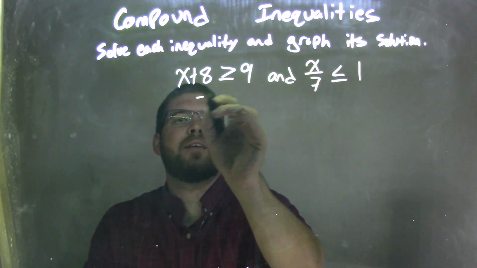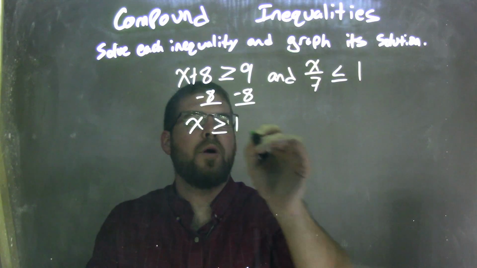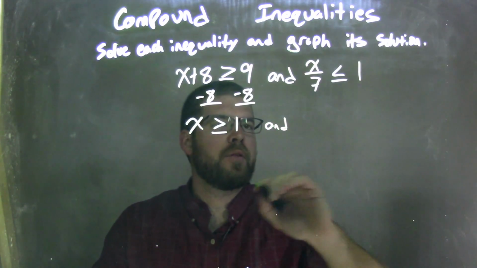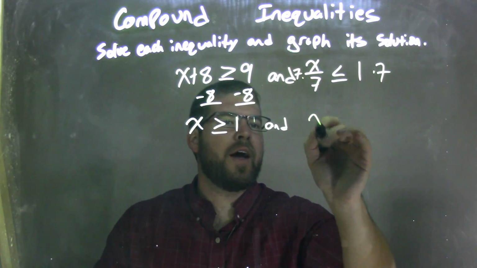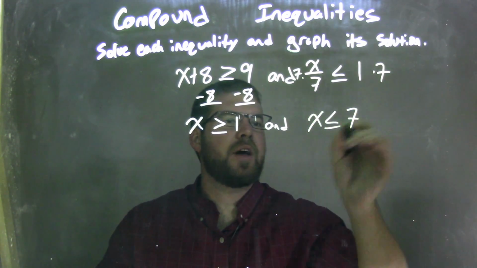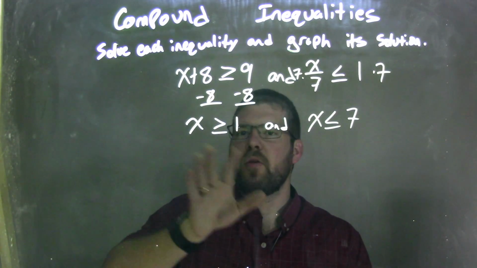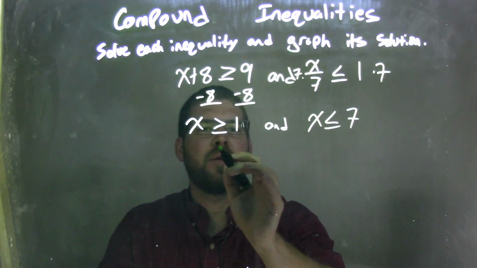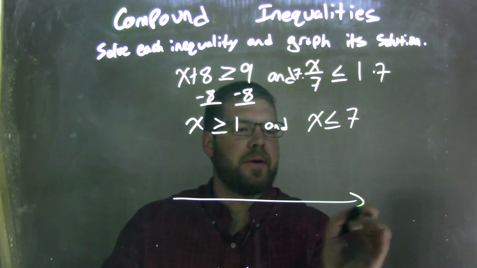So we're going to subtract 8 from both sides here, leaving me with x is greater than or equal to 1, and, different than the first one, multiply both sides by 7, leaving me x by itself is less than or equal to 7. Okay? So hopefully you can see this. We can see that there's going to be some overlap here where x is greater than or equal to 1 and x is less than or equal to 7. Okay? So let me graph that here.